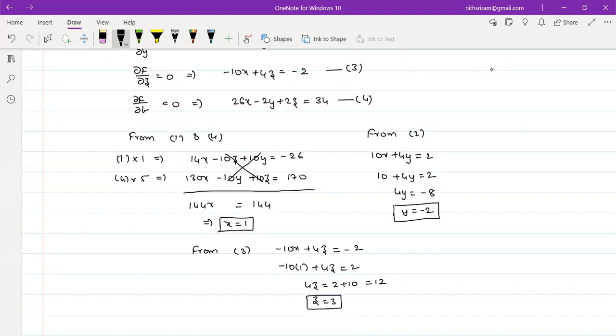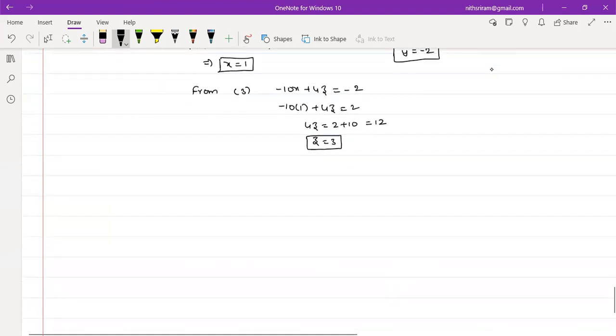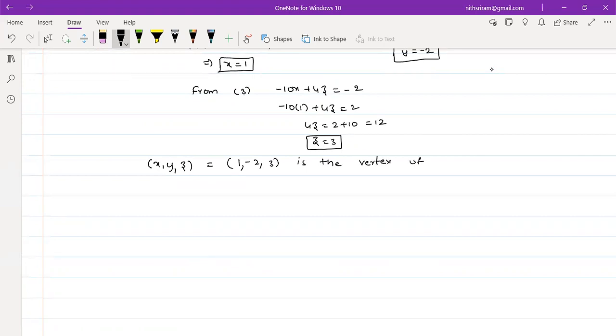Therefore, we can write x comma y comma z is equal to 1 comma minus 2 comma 3, which is the vertex of the cone.